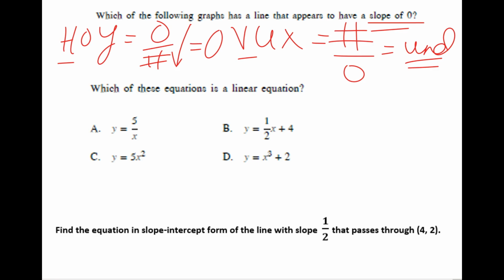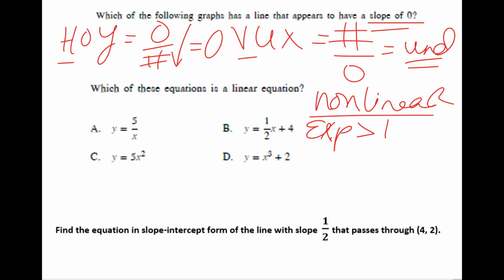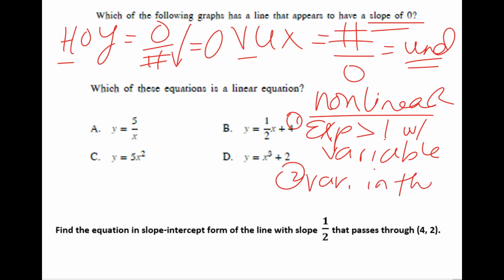Linear, I'm writing. Well, let's talk about nonlinear. Nonlinear, there will be an exponent greater than 1 with the variable. And there will be a variable in the denominator. So variable in denominator, and 2 is greater than 1 with the exponent.